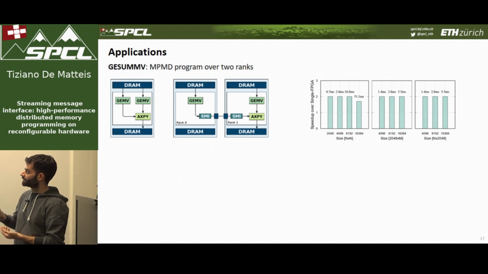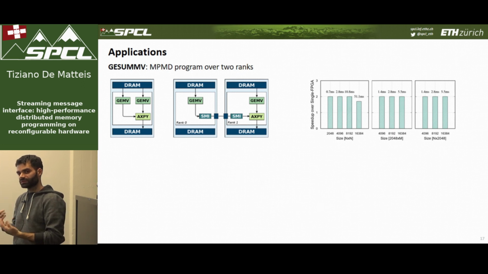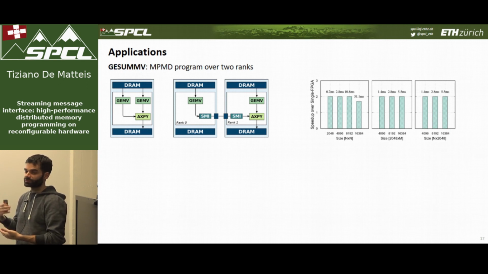Now, in this graph is reported the speedup of the distributed application with respect to the single chip implementation for different sizes and shapes of the matrix. And in all the cases, we are able to achieve the expected speedup of 2.